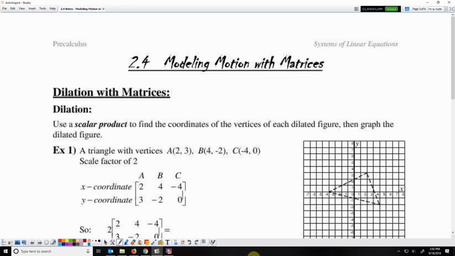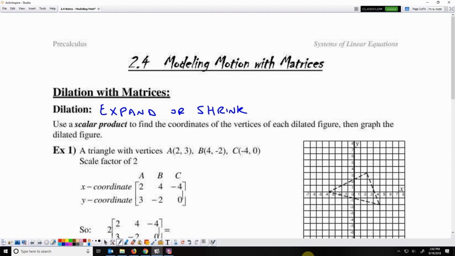Hey guys, welcome back. Today we are going to do transformations on shapes in a coordinate plane. So first we're going to do dilations, and we're going to do these using matrices. So for dilations, that means we are either going to expand or shrink a shape. A dilation is when something grows larger or smaller.